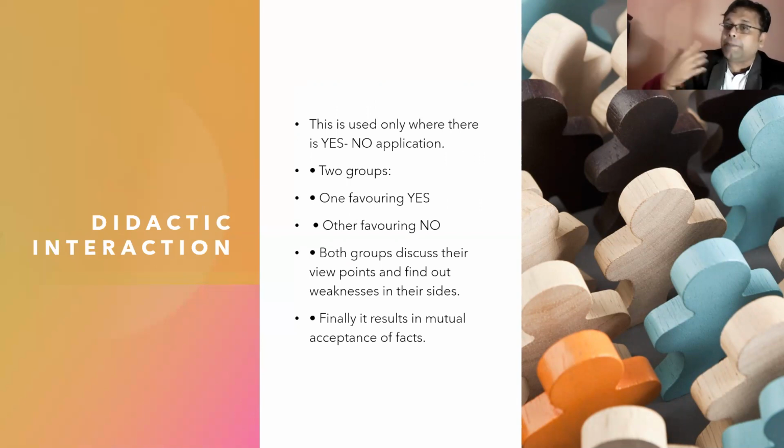Now one group has to explain why they are saying yes, and the other people will be explaining why they are saying no. Both groups will discuss their points of view and find out the weakness in the other's. Then finally, it results in mutual acceptance of the fact. Probably the people who were saying yes, in the end agree that this decision should not be taken because it has a lot of disadvantages, or vice versa, right? So that is called didactic interaction.